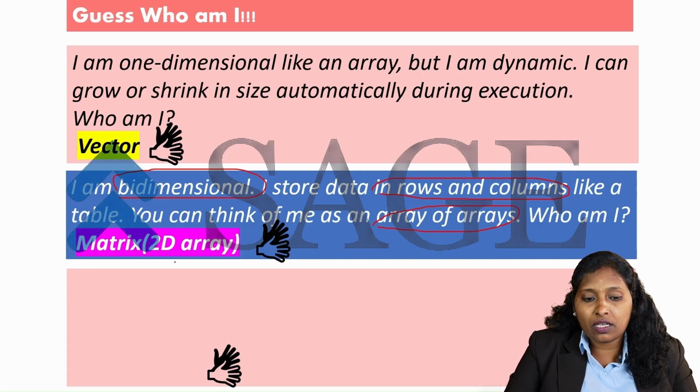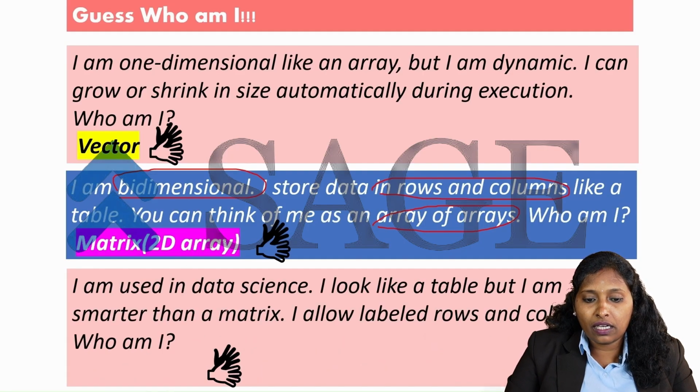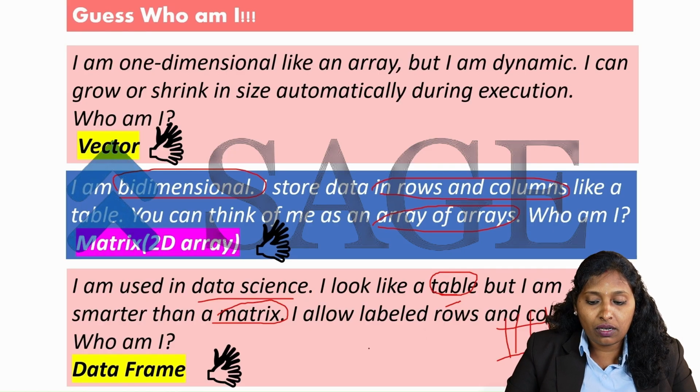The third question comes here. I am used in data science. Pretty good. I look like a table is the clue, but I am smarter than a matrix. I allow labeled rows and columns. So you will have labeled rows and columns, which means your variable name is defined. Who am I? I guess you must be knowing this answer. It is nothing but data frame. So fantastic.